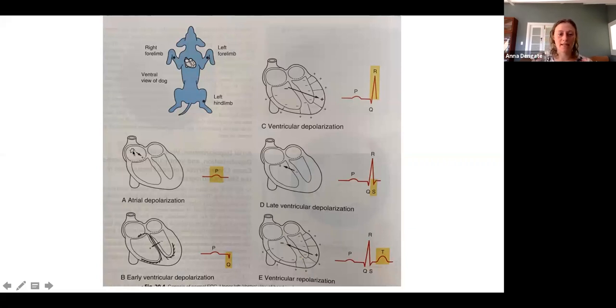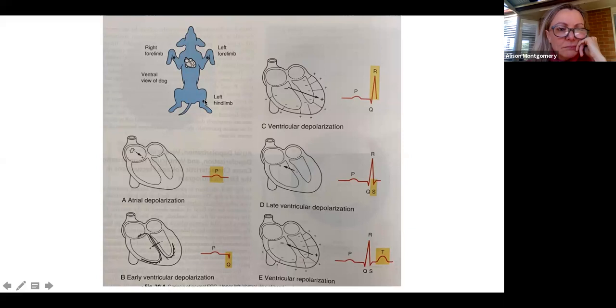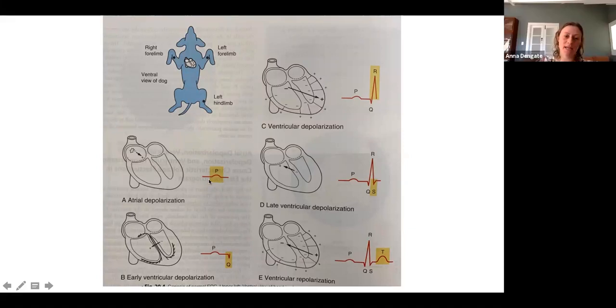So the initial impulse that we see from the sinoatrial node causes electrical activity to course through the heart towards the left hind limb, essentially. So along that axis, yeah? So which lead would you expect the P wave, which represents that atrial electrical activity, to be biggest in?